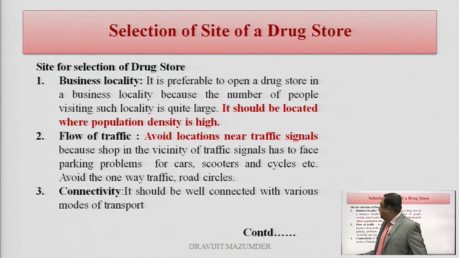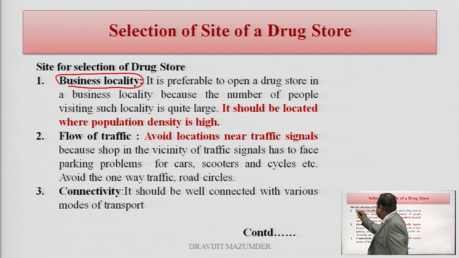So, the first important point is, what is the locality? What is the locality where a drugstore needs to be selected? It needs to be selected in those areas where the number of people visiting should be large. In other words, the drugstore must be located in an area where the population density is high. This is important because the higher the population density, the more the footfalls. That is, more and more people will be visiting your drugstore. That is the reason why we have to select it in an area where the number of people visiting is more.